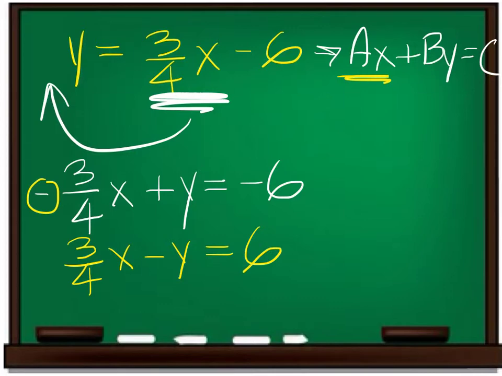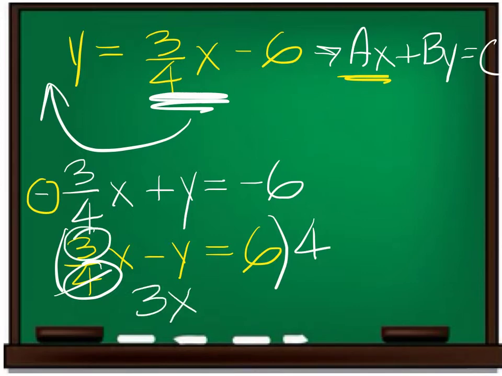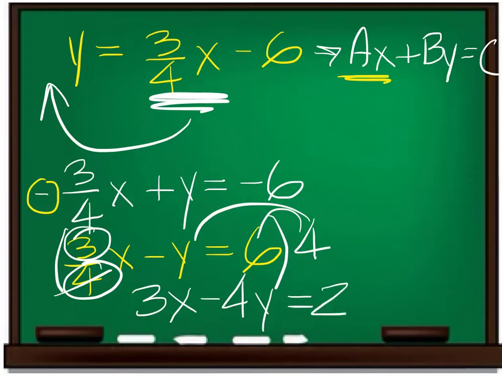You cannot have a fraction in standard form anywhere. So multiply everything by the denominator of the fraction so that the denominator will cancel out and you're left with the 3 on the top. So you have 3x minus 4 times y equals 4 times 6.